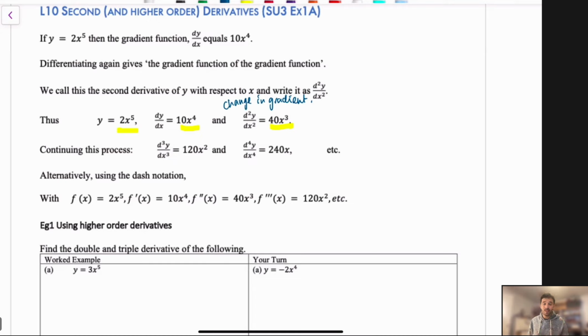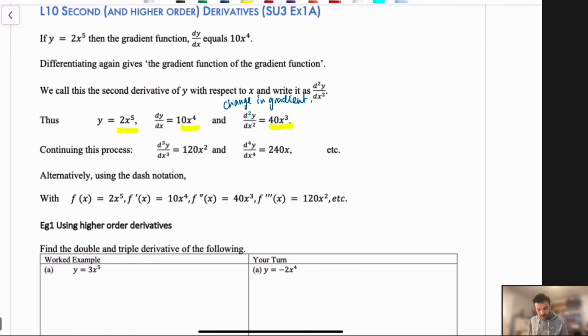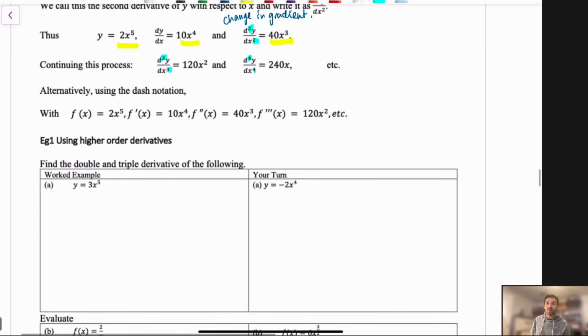Now, the process can continue if you so wish. You can differentiate once more. It becomes d cubed y on dx cubed. Did you notice that notation? There's a squared here, and the square goes here, and the square goes here, because you're differentiating once more. And if you do it again, it's going to be d cubed on dx cubed, and you notice that again. So that's the notation we use. If we're using dash notation or prime notation, it goes single dash, double dash, triple dash, etc.